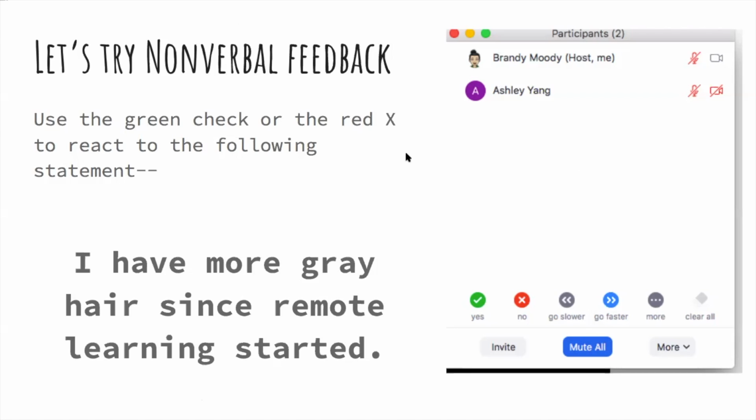And then when I was done with this, if I wanted to use the nonverbal again, I have a clear all section that I would click, and that's going to clear all the checks and the X's away so that if we use this again, I don't have to look and see which question was which. It's all started new. The nonverbal feedback is pretty cool for when we have kids who just don't want to talk, like they can use their nonverbal feedback.